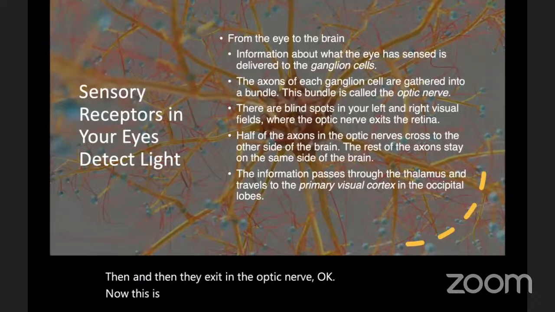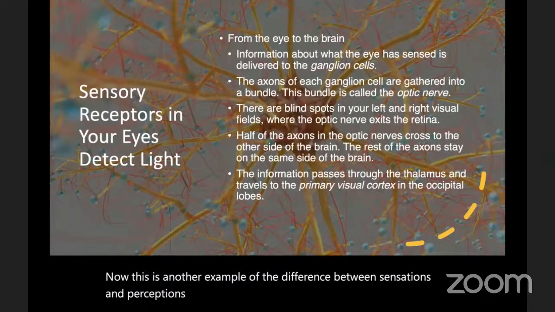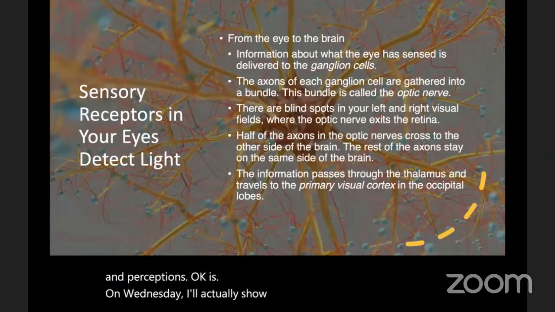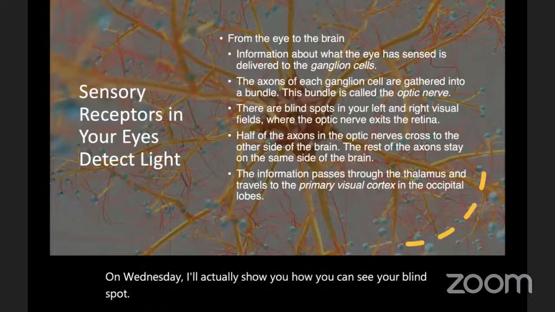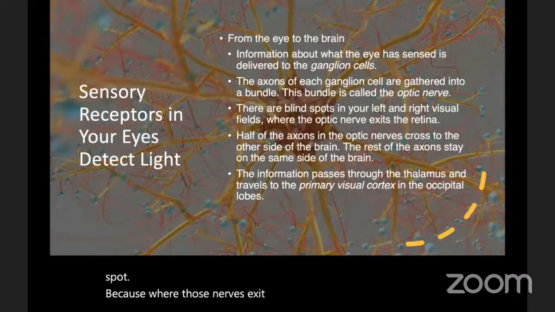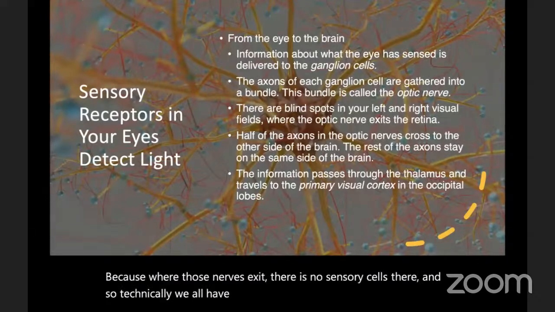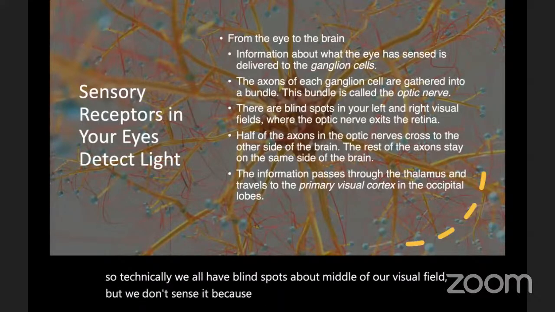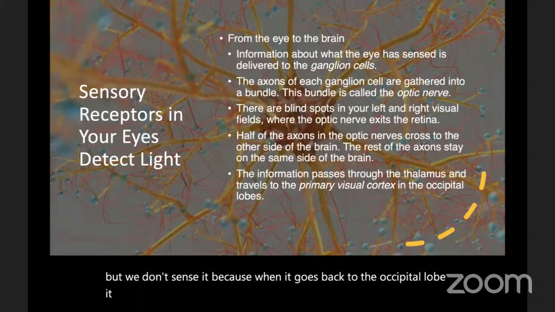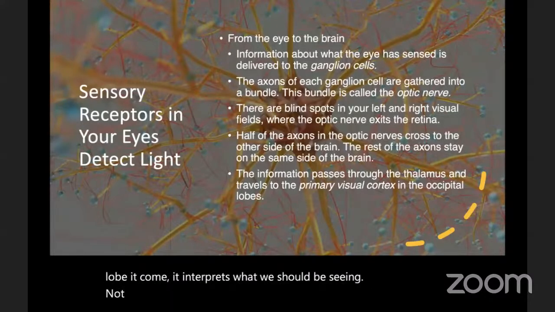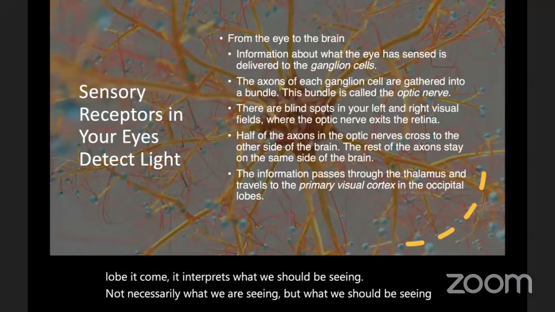Now, this is another example of the difference between sensations and perceptions, okay? On Wednesday, I'll actually show you how you can see your blind spot. Because where those nerves exit, there are no sensory cells there. And so technically, we all have blind spots about the middle of our visual field, but we don't sense it because when it goes back to the occipital lobe, it interprets what we should be seeing. Not necessarily what we are seeing, but what we should be seeing, okay?